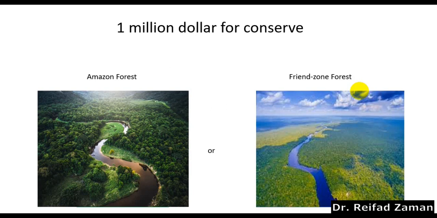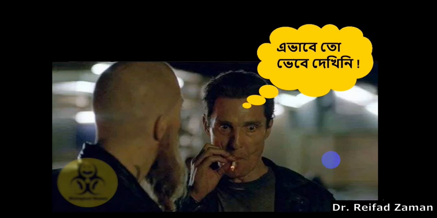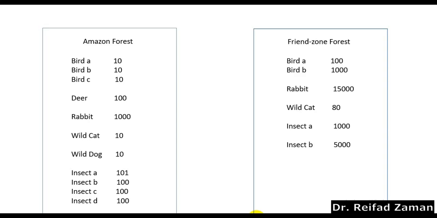So now you have to choose between one. Is it going to be the Amazon forest or the friend zone forest? If both forests have the same area, then which forest are you going to save? So the answer comes down to this.